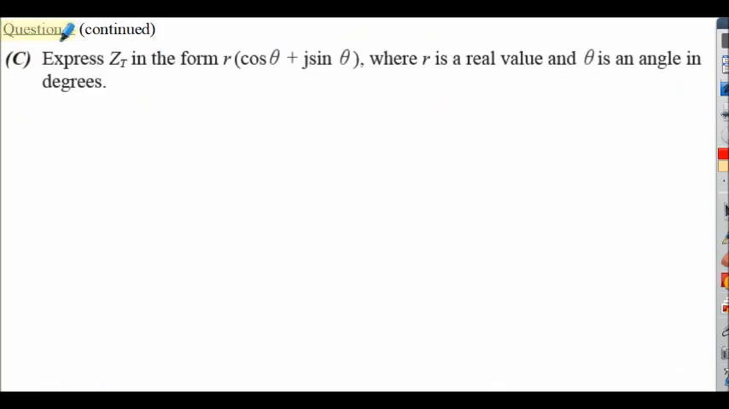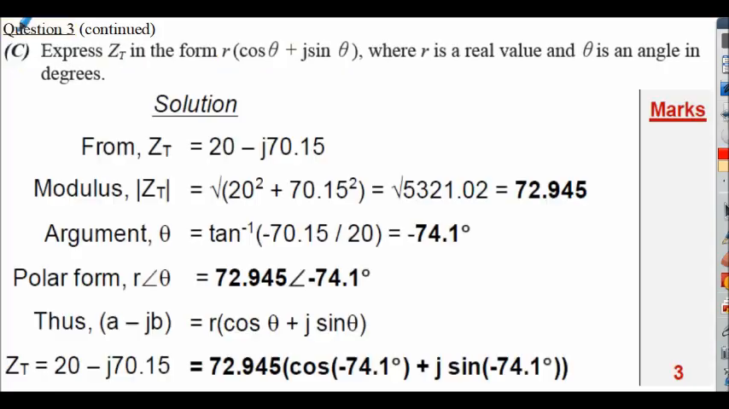Question 3 continued. Part 2, sub-question C. And now I've got to express ZT in the form of r multiplied by the bracket cos theta plus j sin theta. Solution shown on the following slide. Question 3 continued. Part 2, sub-question C. Here's the solution.